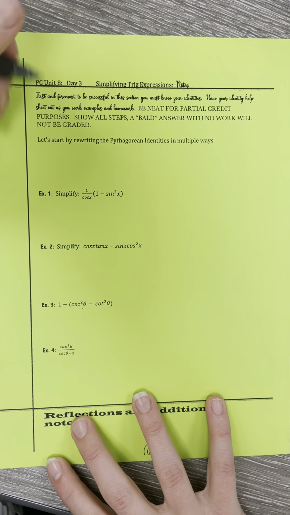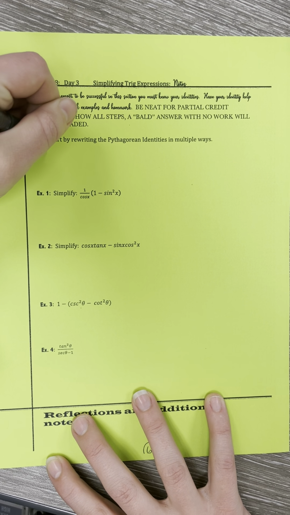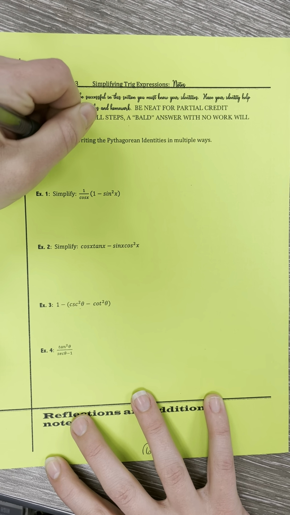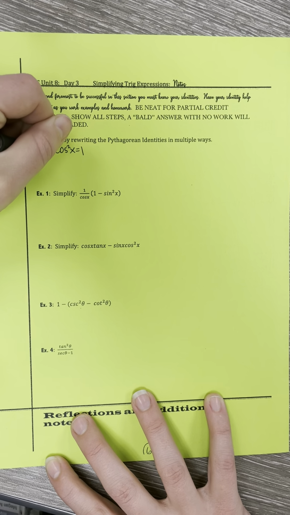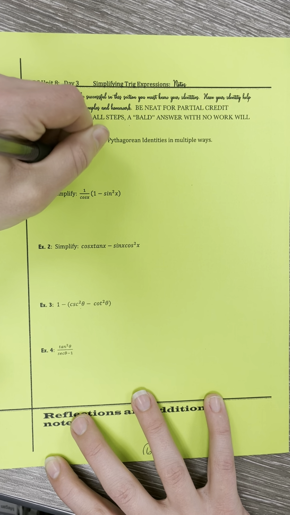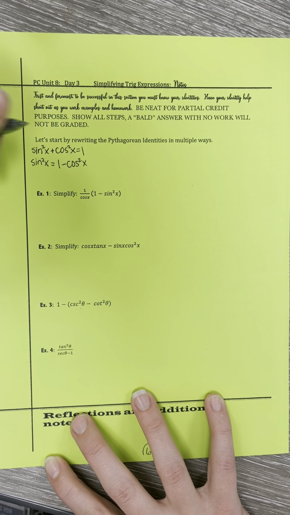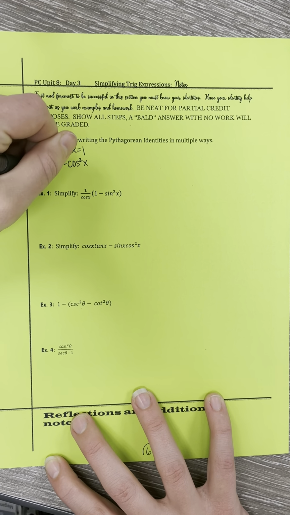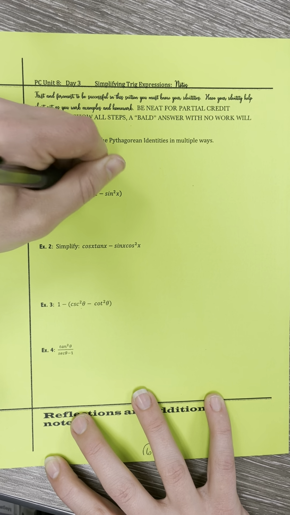So let's start with the Pythagorean identities. We have sine squared x plus cosine squared x is equal to 1. Now from there, we know that sine squared x is equal to 1 minus cosine squared x. I'm just taking this original and moving things around. We also know that cosine squared x would be equal to 1 minus sine squared x.